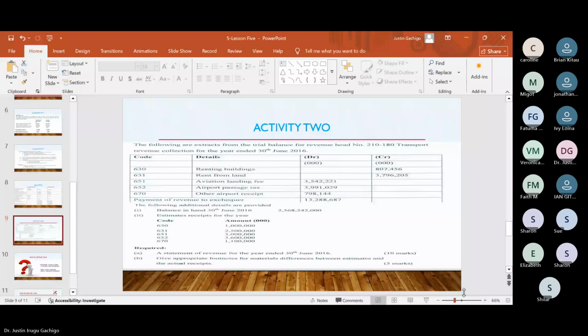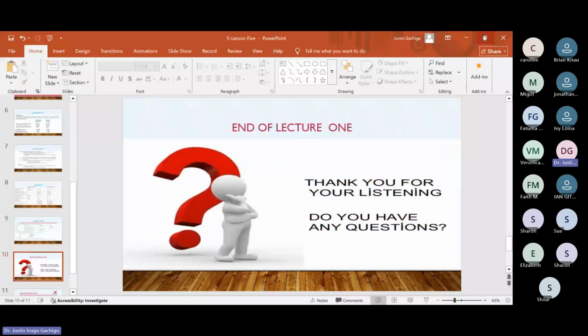Now, that brings us to the end of the public sector segment. Unless there's anyone with a question, I want to close that particular segment. Kuna mtu ako na swali? Brian, what do you want to say? Brian, you have nothing to say. Jonathan?